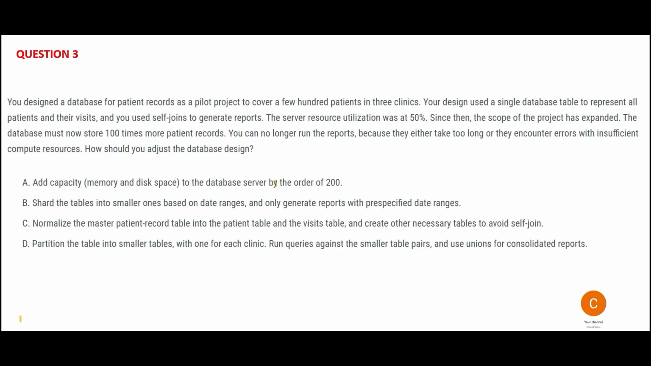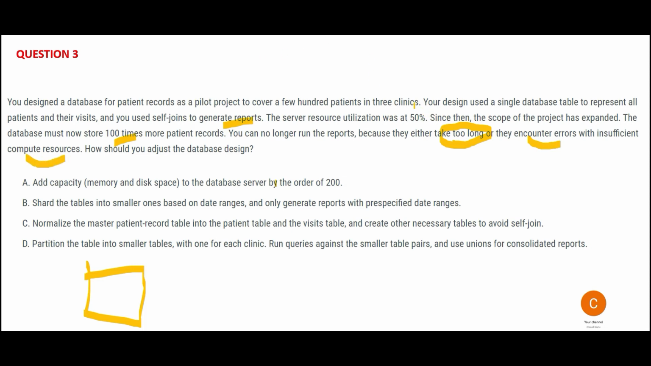See, this question is very easy. They have one table, okay? This is one table, and only this table had data, and people were doing a self join with this table itself to generate reports. Okay, now your data increased. You have 100 times more data now. The same mechanism will not work. Why? Because it will give performance issues, like it takes too long. Or sometimes they get an error that the compute resources are not sufficient.